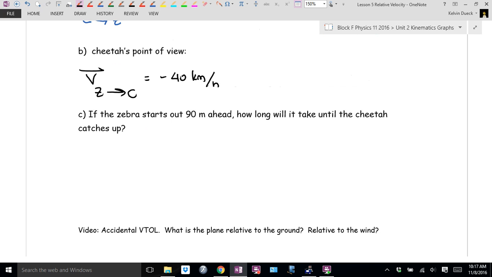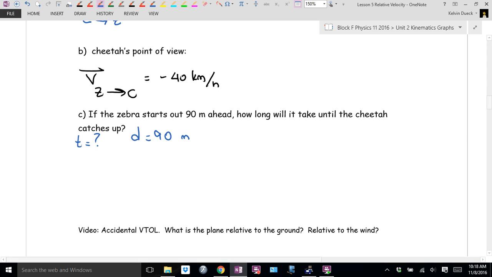It says this, if the zebra starts out 90 meters ahead, how long will it take until the cheetah catches up? What's this question asking me to find? Yeah, I think time. Someone said distance. How long can mean distance, but I think they gave me a distance there. So I think time. So let's all of us, until we get really good, write down T equals question mark. D equals 90 meters.